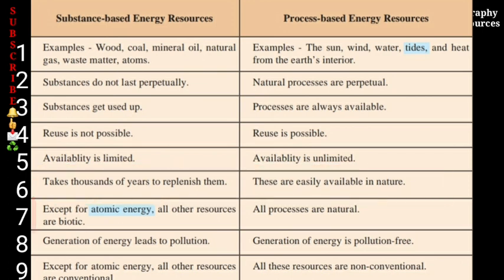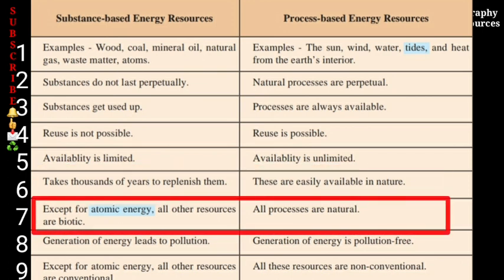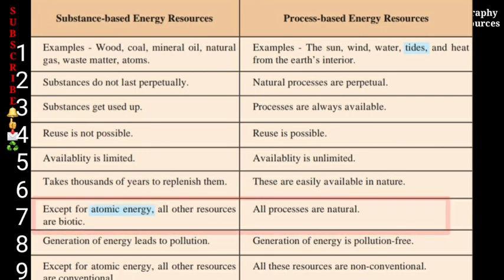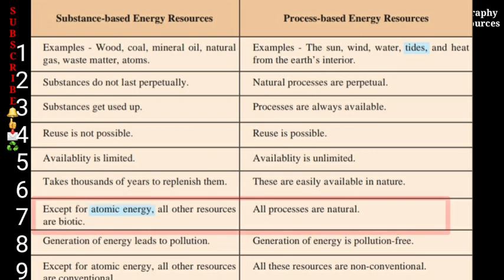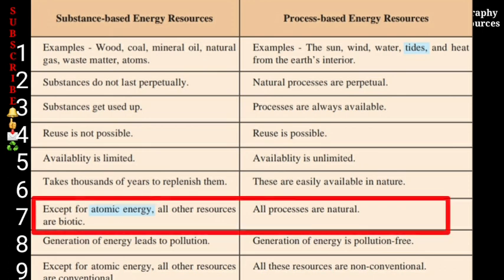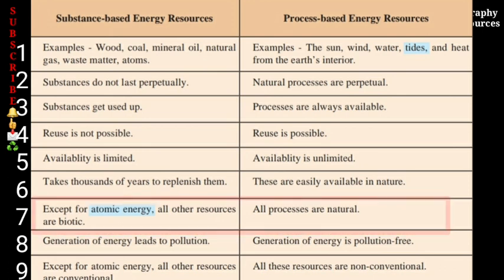Now the seventh characteristic of substance based energy resources is, except for atomic energy, all other resources are biotic. Earlier I told you the meaning of biotic: things which are derived from living organisms. It means that except atomic energy, all other things, for example wood, coal, mineral oil, natural gas, are derived from living things or dead things, we can say.